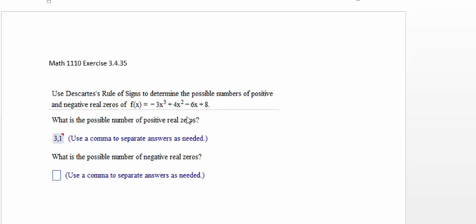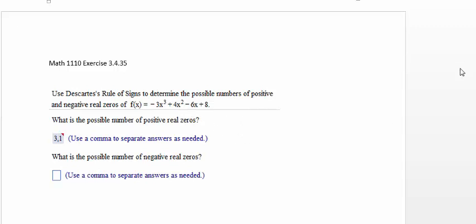Okay, let's look at this problem 3.4.35 where you want to use Descartes's rule of signs to determine the possible number of positive and negative real zeros of f of x equals negative 3x cubed plus 4x squared minus 6x plus 8.